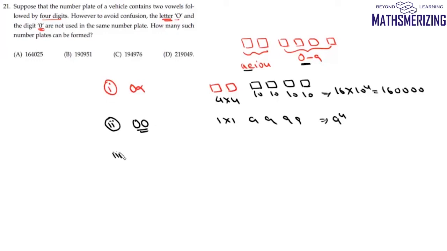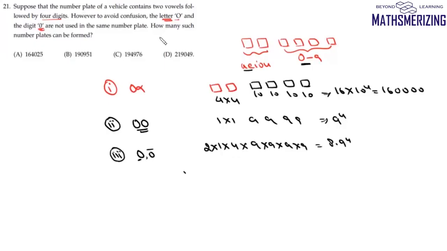And then this third case when exactly one of them is O and the other one is not O. So O is 1 and then not O is 4, and we can arrange them in 2 ways. So it will be 2 into 1 into 4 into, now again since we have this O, we cannot have 0. So for the numbers we'll again have 9 choices each. So it will be 8 into 9 to the power 4.